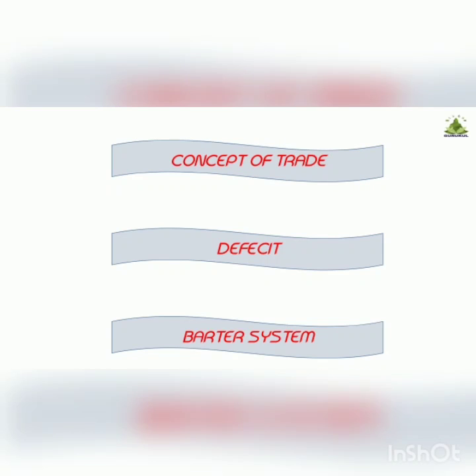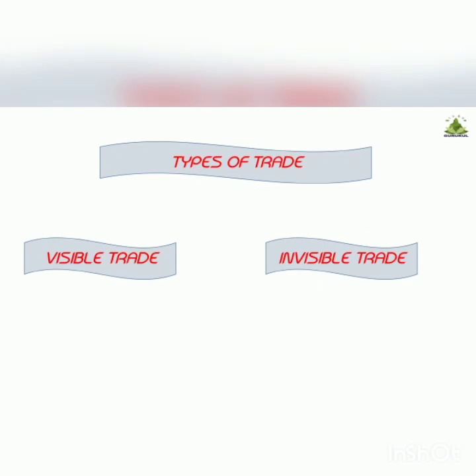Now in this video, we have seen about the concept of trade, deficit and barter system very clearly, children. Further, in the next video, we'll be dealing with types of trade. In that, we'll be seeing visible trade and invisible trade.